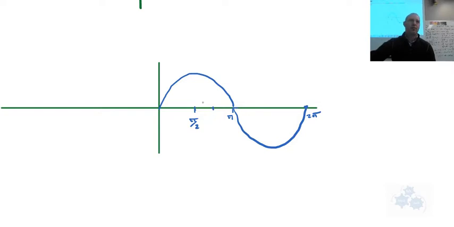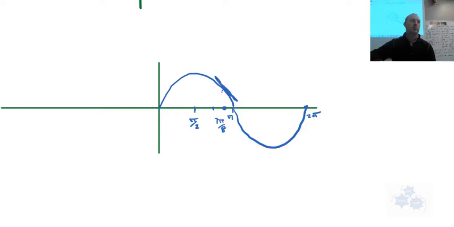3 pi over 4. I don't want to use 3 pi over 4. Let's use, what's the value between 3 pi over 4 and pi? Let's do 7 pi over 8. How about that? So 7 pi over 8, that's going to be right around here. I want to know what the value of the slope of this tangent line is.